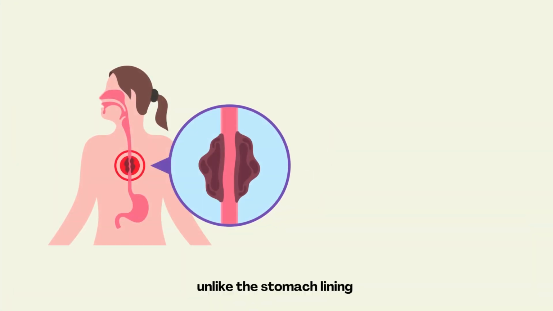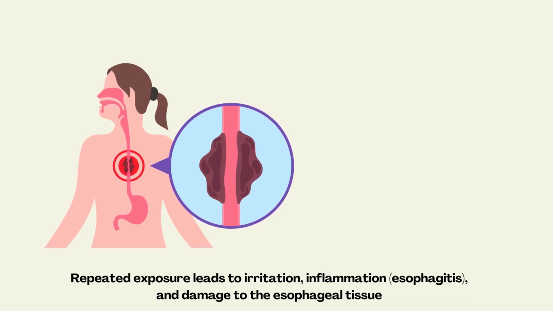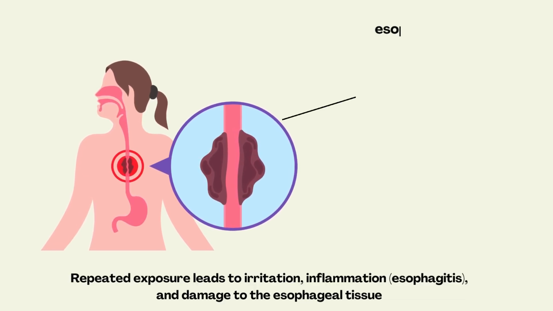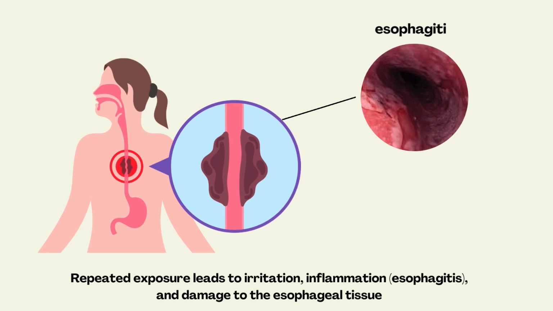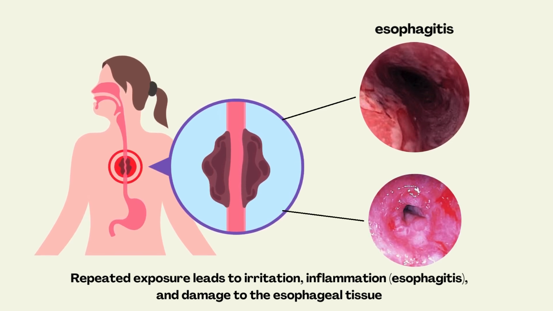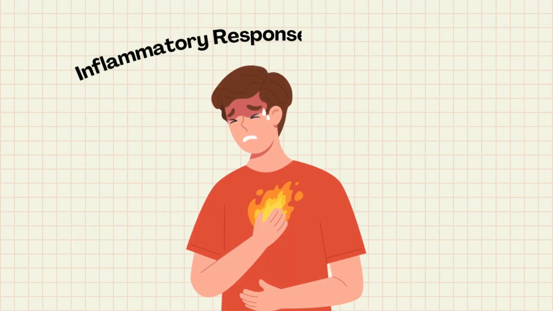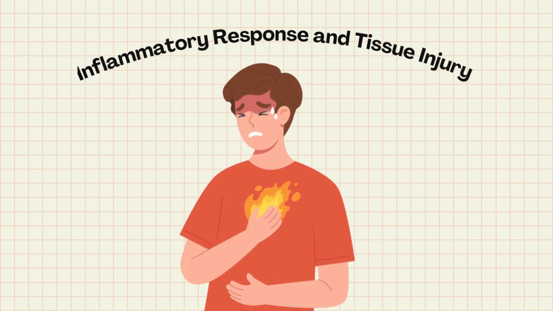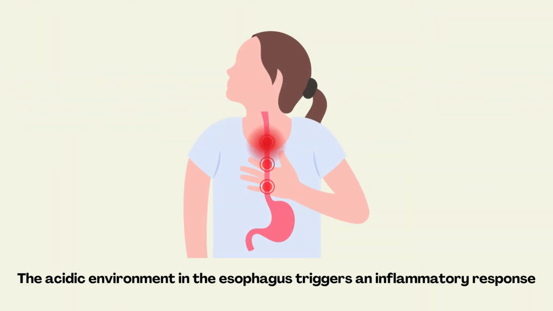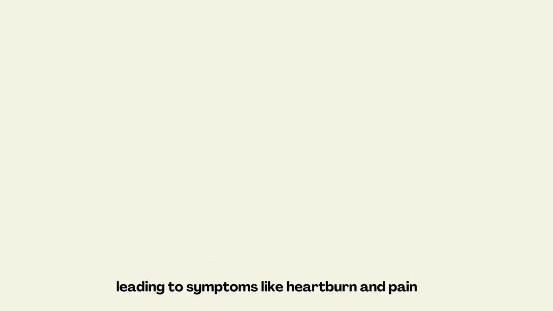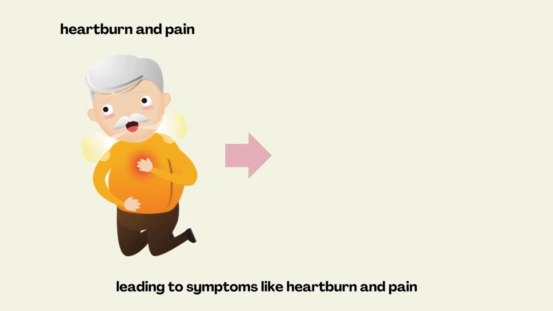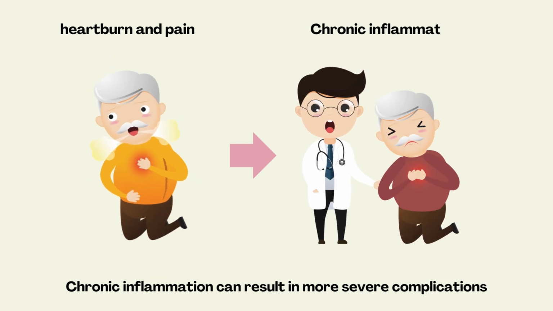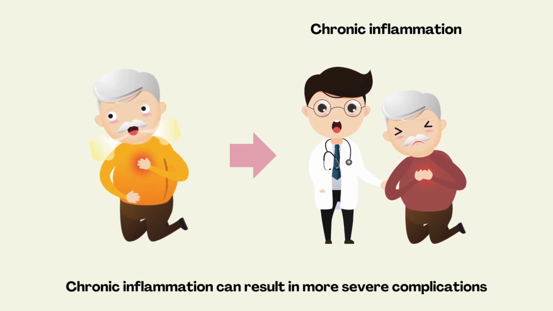Unlike the stomach lining, repeated exposure leads to irritation, inflammation, esophagitis, and damage to the esophageal tissue. Inflammatory response and tissue injury: the acidic environment in the esophagus triggers an inflammatory response, leading to symptoms like heartburn and pain. Chronic inflammation can result in more severe complications.